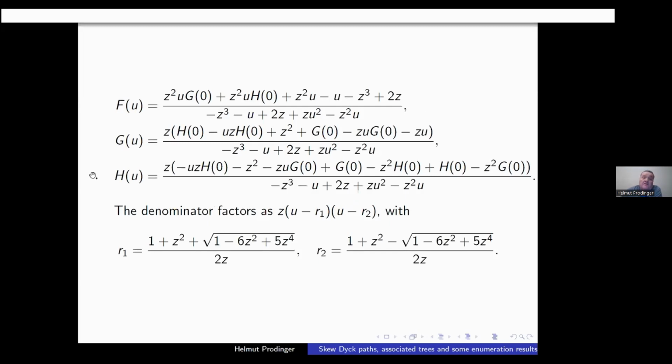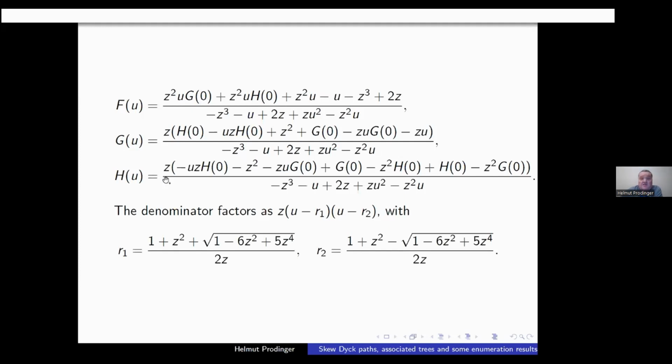Now, a naive thing would be, so you have this special appearance of G of naught, H of naught. So naively you would think maybe I can now plug in u equal to 0 and solve the system, but that doesn't work as it gives you just void equations. So we are in the realm of the kernel method.